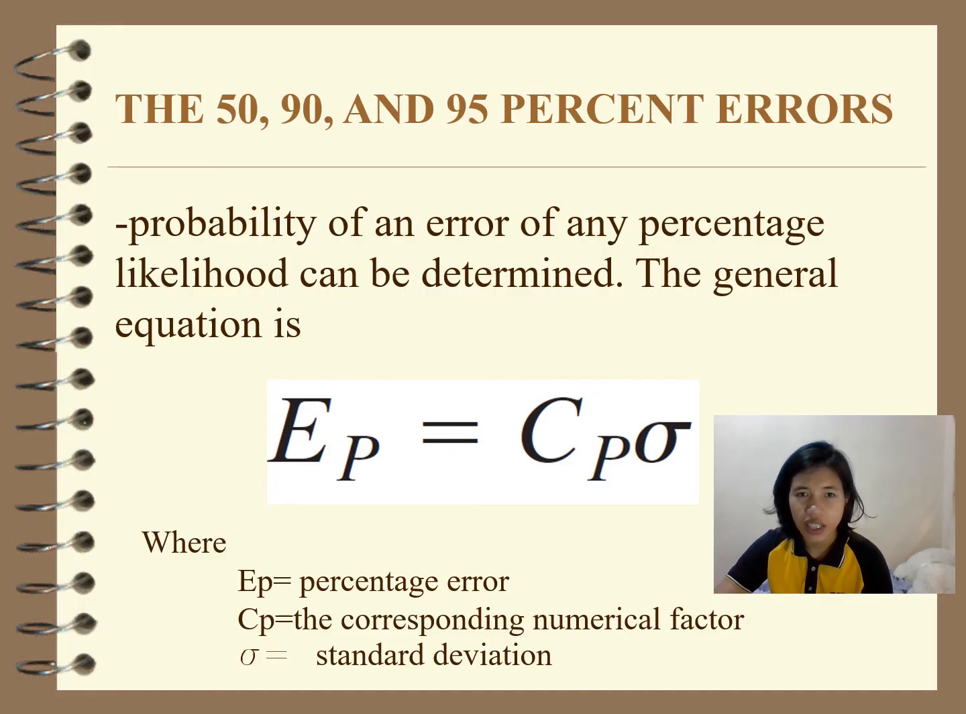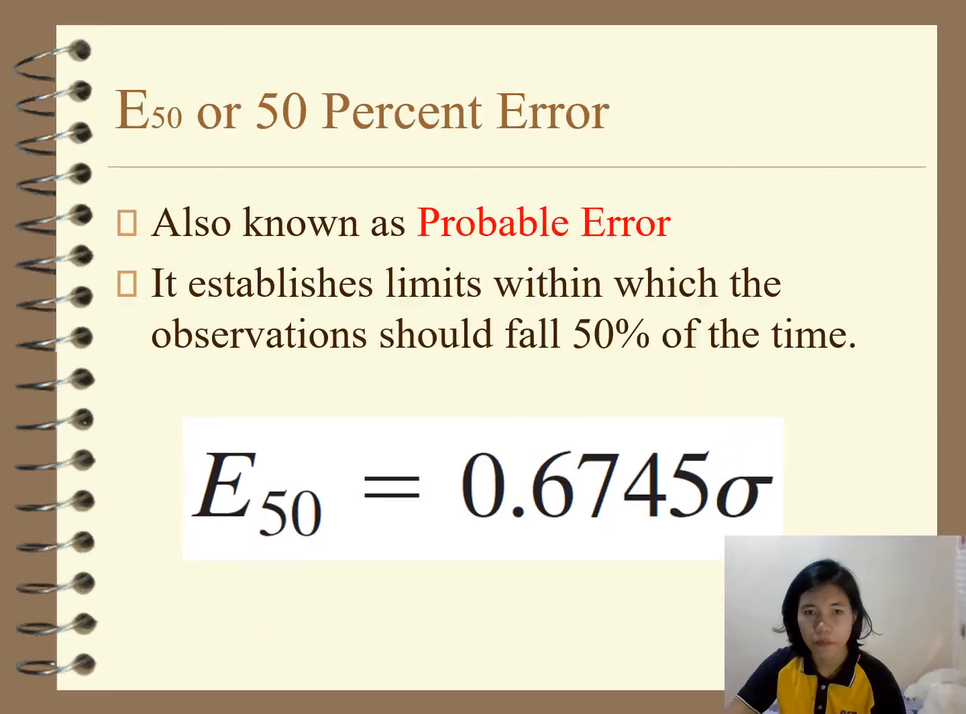So, the E50, the E95, and E90% error. The probability of an error of any percentage likelihood can be determined. The general equation is: the percent error is equal to C, which is the corresponding numerical factor, times the standard deviation. Okay. So, let's start with the percent error.